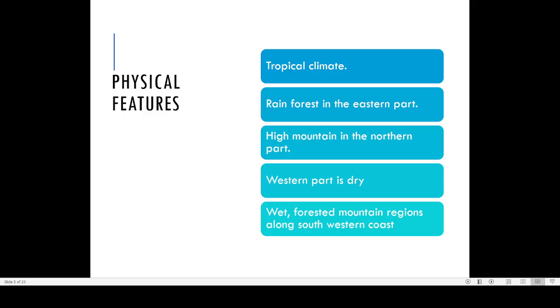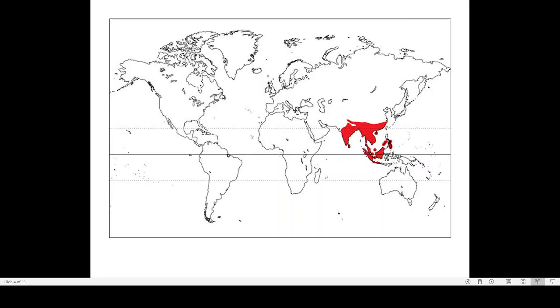Just like the Ethiopian realm, the Oriental region also has a tropical climate, because here you can see that this is the equator, this is the Tropic of Cancer and this is the Tropic of Capricorn. So almost all the region, nearly 90% of the region under the Oriental region, is coming within the limits of the tropical belt between the Tropic of Cancer and Tropic of Capricorn. So that is why it is considered a tropical region.